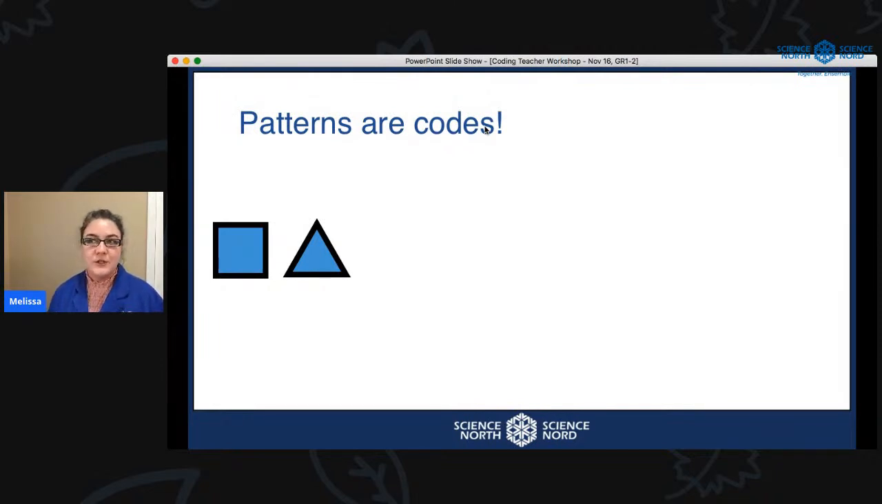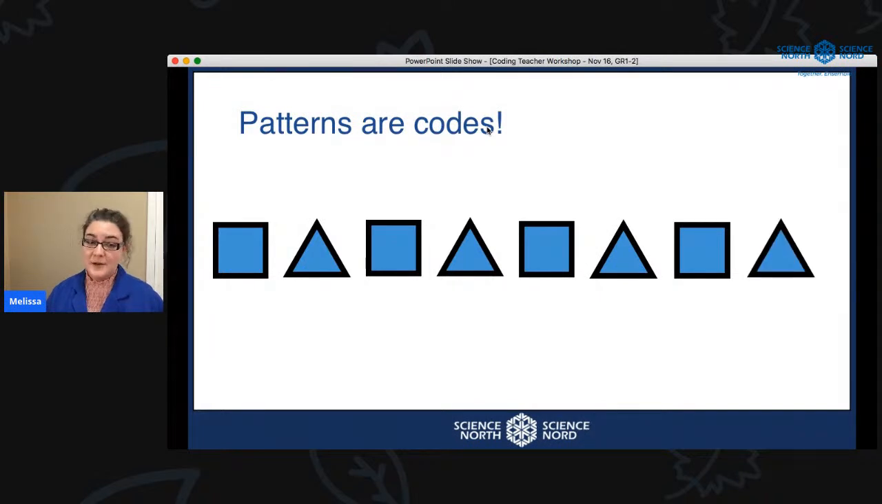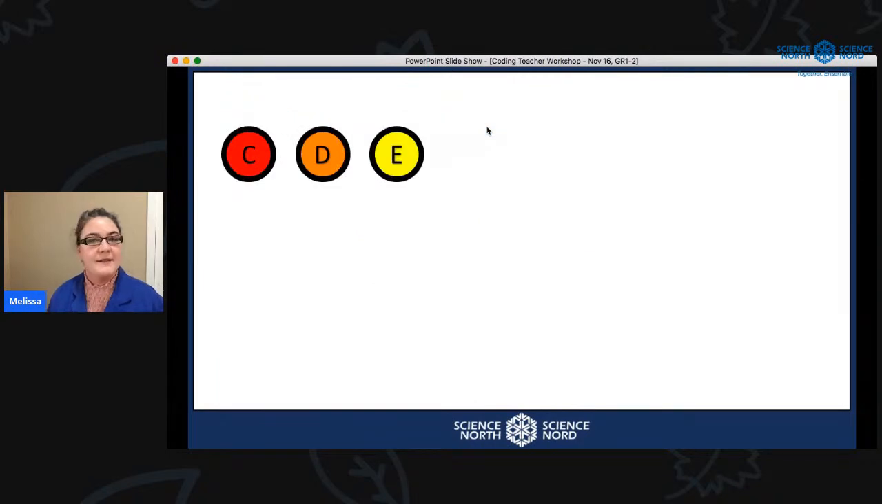Now, I've got a little cute short pattern here. Can anyone guess what the next element of our pattern is going to be? I know that you probably have a ton of different ways that you might introduce patterns into your classrooms. This is one way. So what do we think is the next element? We've got the square, the triangle, and square, triangle. And that's our code. And that was a quick and easy code. It uses shapes. There's a lot of other ways that you can represent different codes as well.